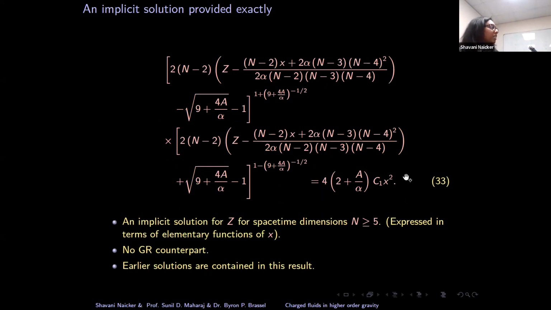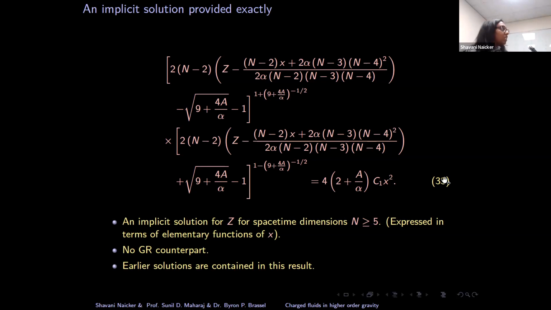So the gravitational potential Z is provided implicitly, however, it's given exactly. So there are no approximations here. And it is defined for n greater than or equal to 5. Furthermore, this equation is expressed in terms of elementary functions of x, and there is no general relativity counterpart to this equation, as alpha cannot be 0.